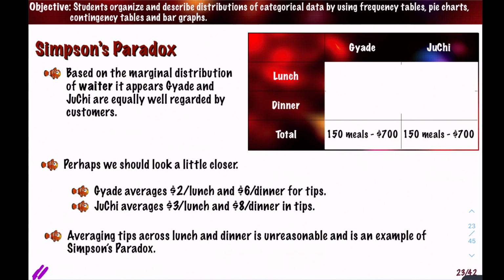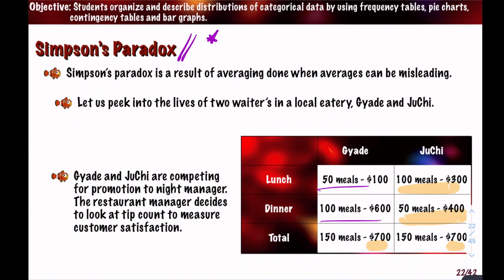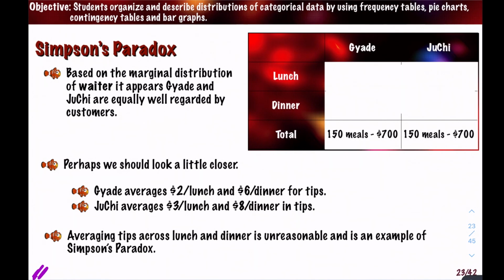So you're like, okay, what's the difference? If you just look at the marginal distribution of a waiter, it appears that Gayad and Juchi are equally well regarded by customers. But if we look a little closer, we go back to this and we look at each of those conditions for lunch and for dinner. Gayad averaged $2 per lunch she sold and $6 for dinner. And Juchi averaged $3 per lunch sold and $8 in tips for dinner.